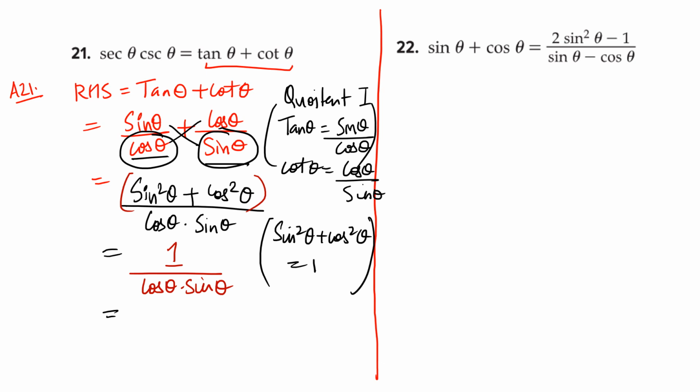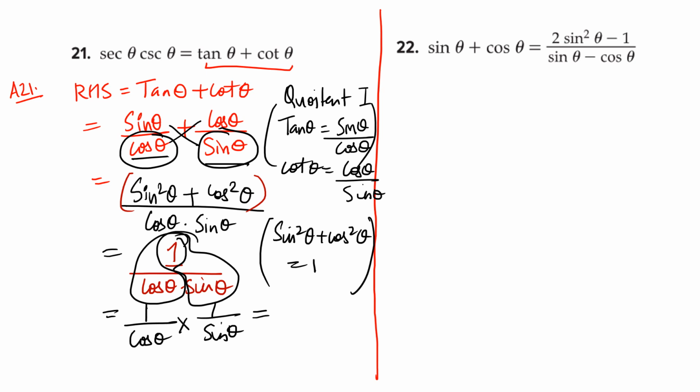And now I'm just going to do one more step, which is to break this into two parts. One is this, one is this. So 1 over cos theta multiplied with 1 over sine theta is the same thing. And now I'm sure you know that the reciprocal of cos is secant and the reciprocal of sine is cosecant, and that is what you wanted on the left side.